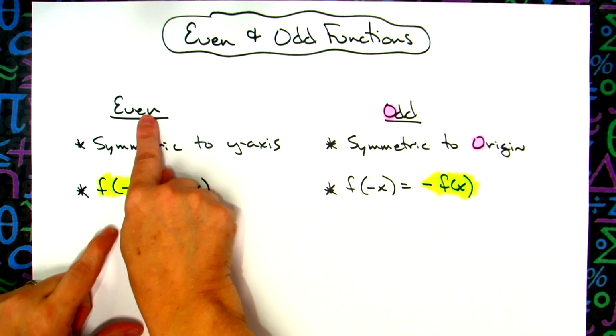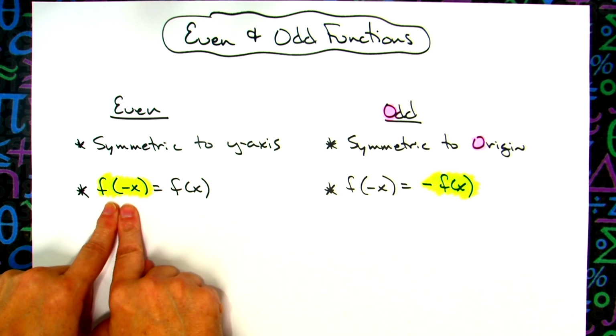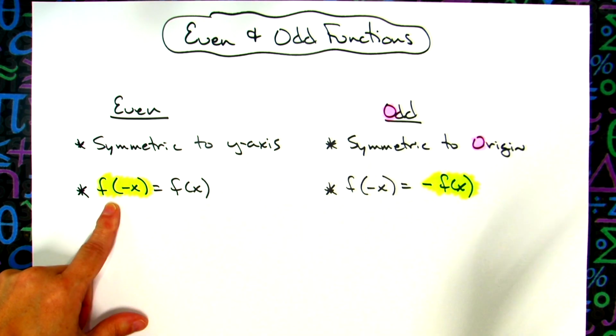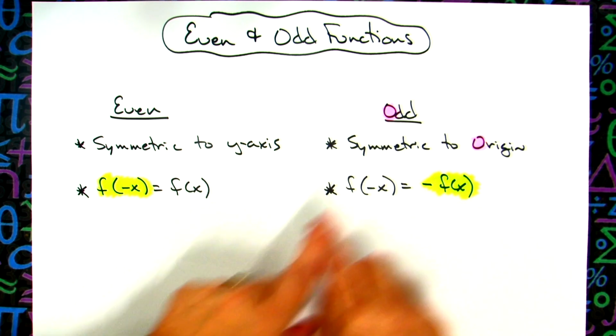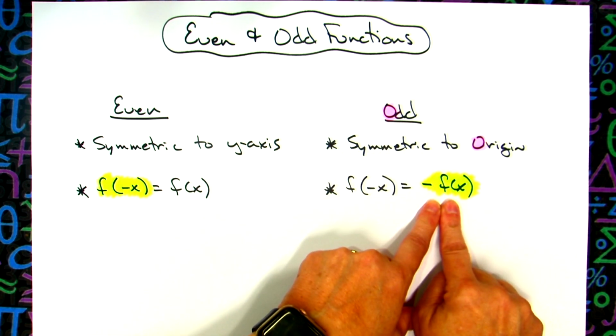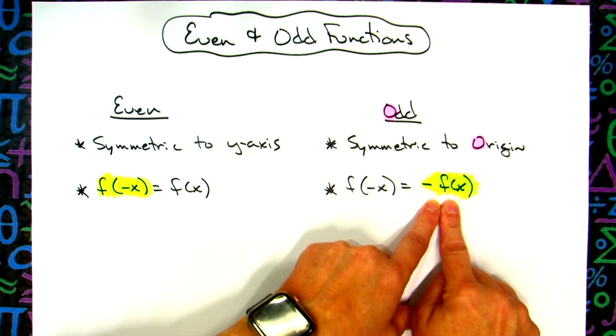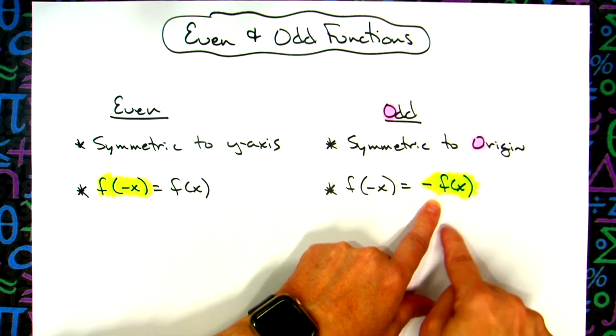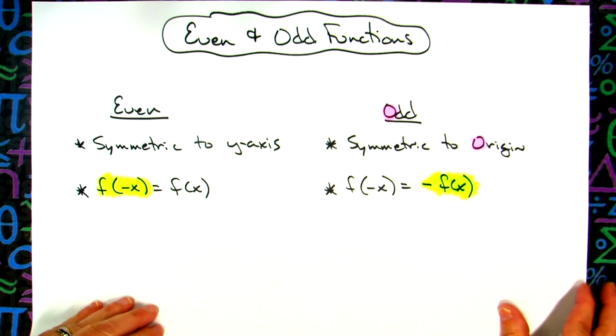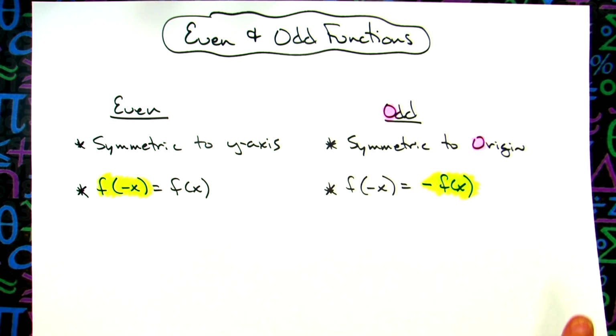We will always test to see if a function is even first, and then we'll get a yes or a no. If we get a yes, we're done, the function's even. If we get a no, then we will test to see if it is odd. If we get a yes at that point, then it's odd. If we've gotten a no and a no, then we'll know it's neither. So there's your rules. Let's work out some examples here.